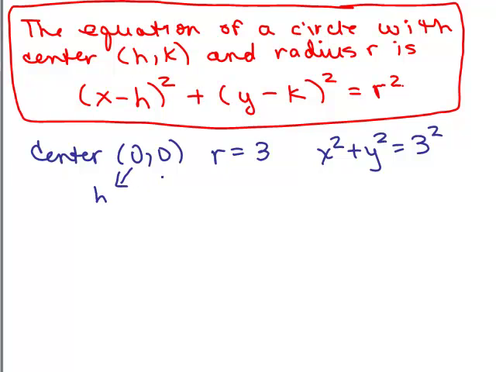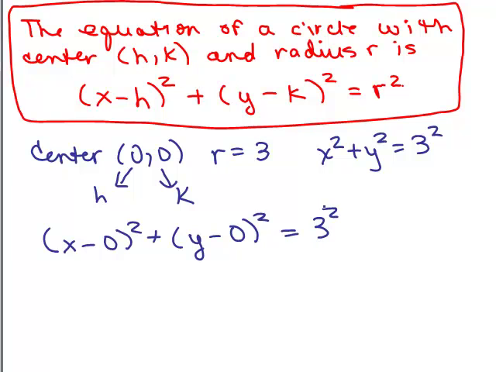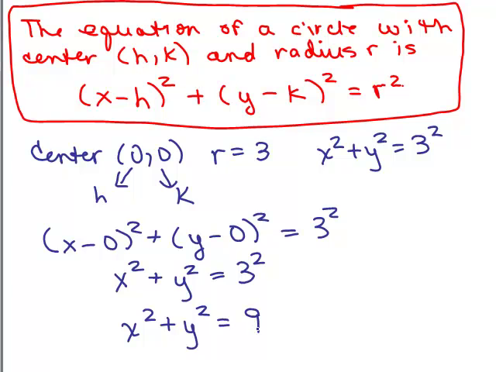This is your h, and that's your k, and that's your r. It's 3. So if you plug that formula in, you get the same thing: (x minus 0) squared plus (y minus 0) squared equals 3 squared. Notice how I'm plugging in 0 for my h, 0 for my k, and 3 for my r. But of course, x minus 0 is simply x, so I could write this as x squared plus y squared equals 3 squared, or x squared plus y squared equals 9.